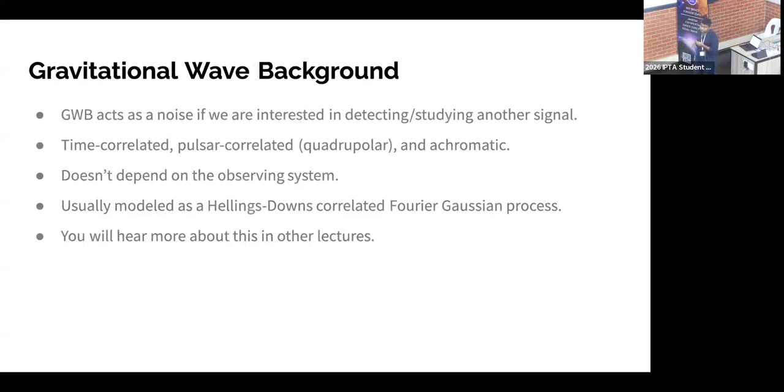Finally, the gravitational wave background is a noise if you are trying to do something other than gravitational wave background. It is a time correlated, pulsar correlated and achromatic signal. The pulsar correlation has a quadrupolar signature, or the Hellings-Downs correlation. You will hear much more about this in the upcoming lectures.